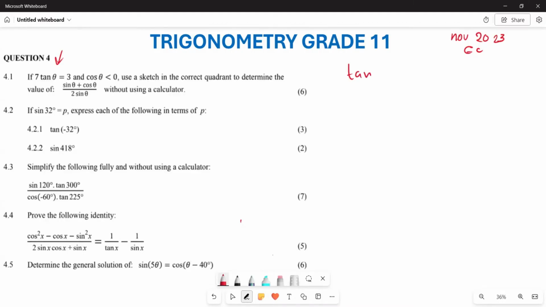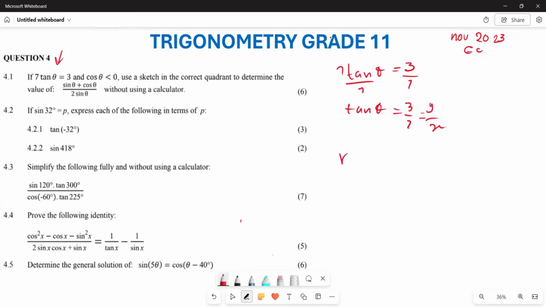Your tan of theta is equal to 3 over 7. So you can divide by 7 on both sides, which means your tan of theta is given by 3 over 7. Before you start everything, you must have the value of your x, y, and r. And your tan of theta represents y over x. So what we are short of is your r.